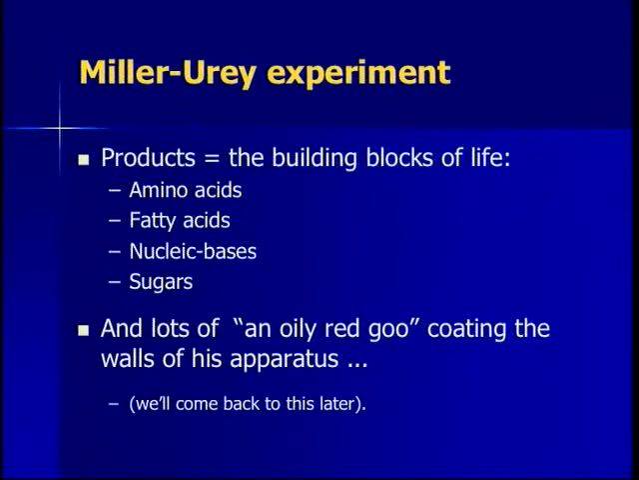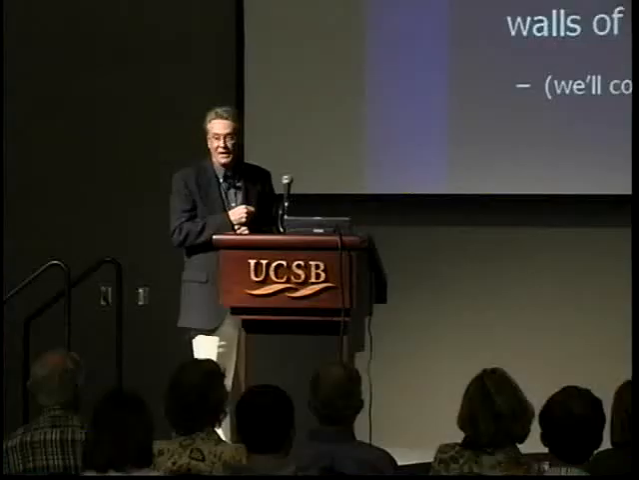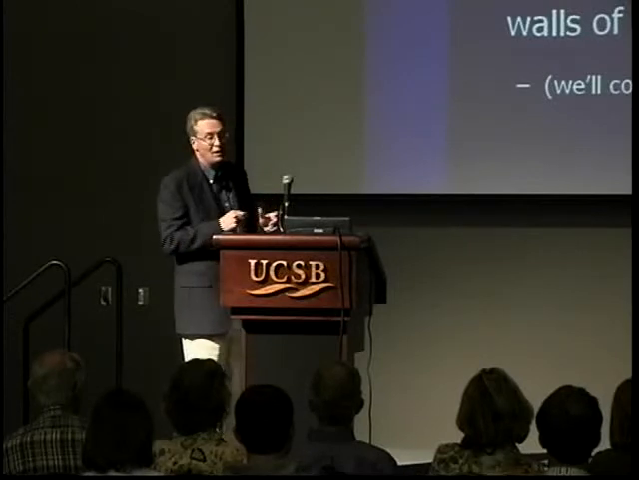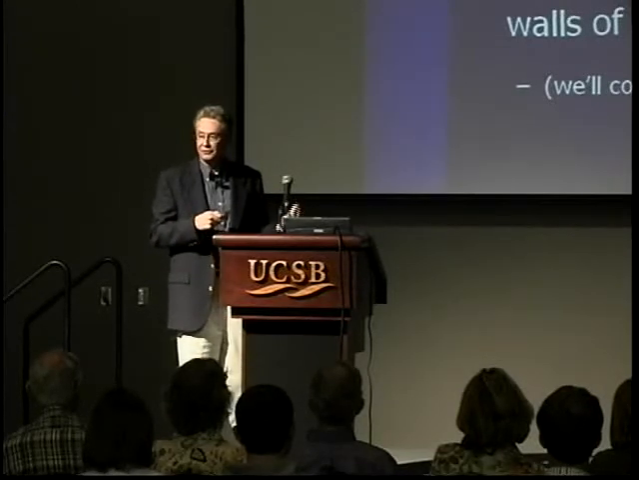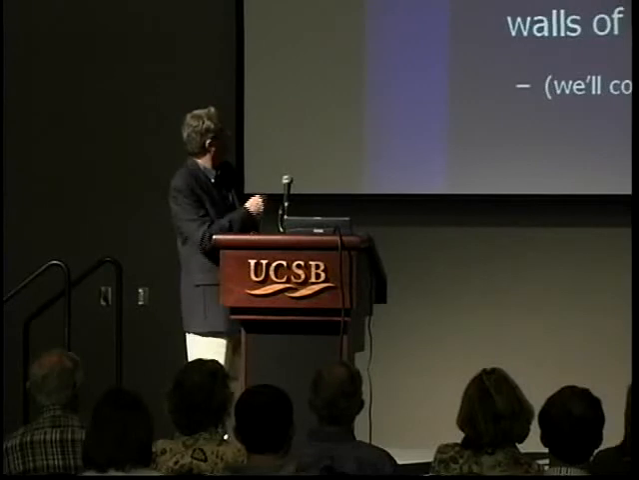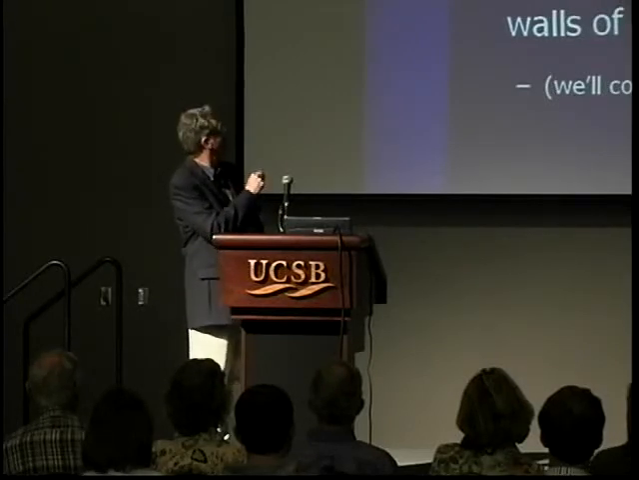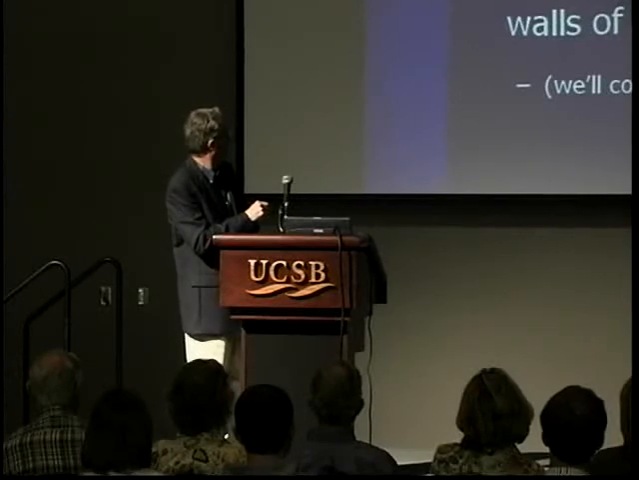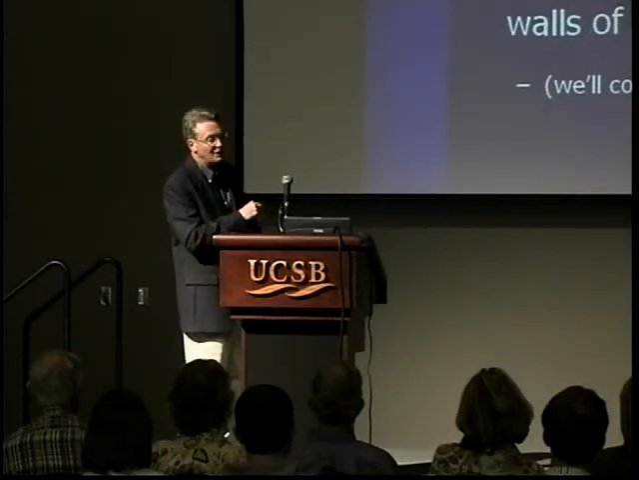But if you read Miller's papers very carefully, you'll also notice that he mentions this oily red goo coating the walls of his apparatus. It turns out this is the major carbon product of the experiment. But most people don't concern themselves with it because it's not one of the building blocks. These are what they were interested in, they focused on, and they just sort of ignored this for years. We'll come back to this later.